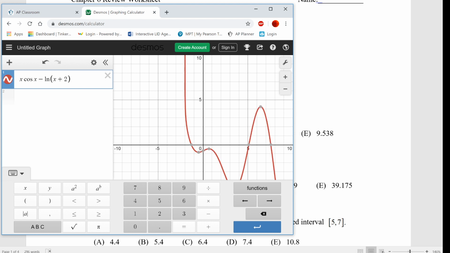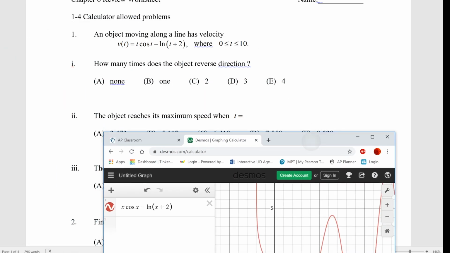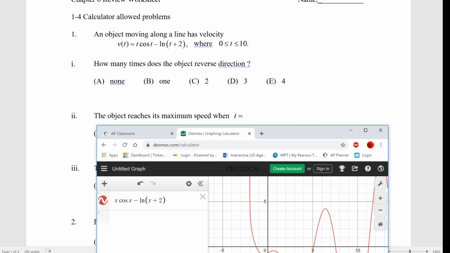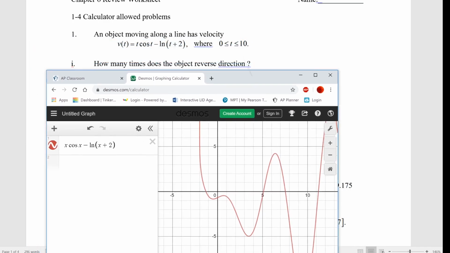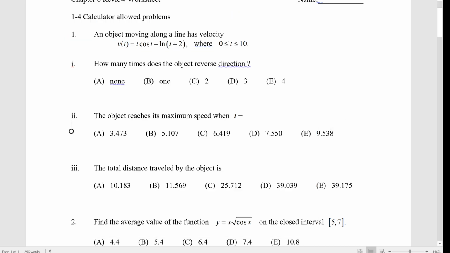All right, so now that you have this janky thing graphed, and surprise, since the AP test is online, you'll probably get to use Desmos on the AP test, so if you want to learn how to use this, this is a good time. So how many times does the particle reverse direction? All we do is look at where it goes through 0, and it goes through here and here, so that's twice. And so that answer would be twice.